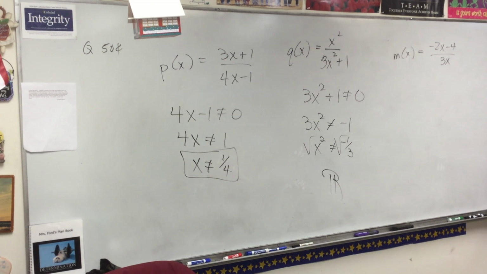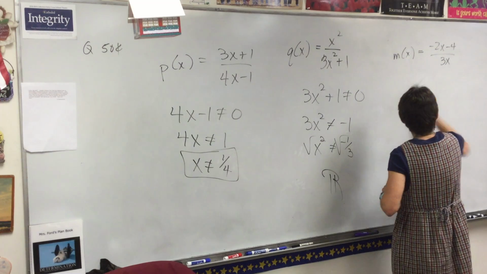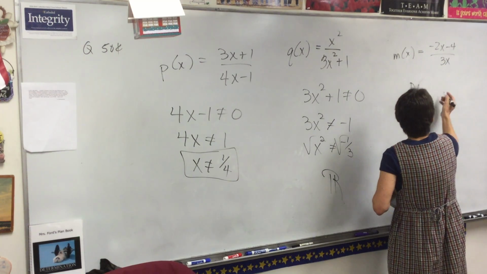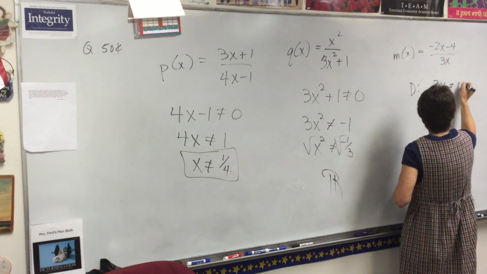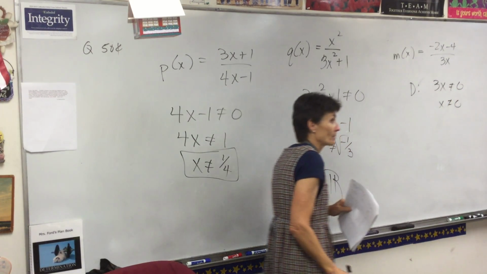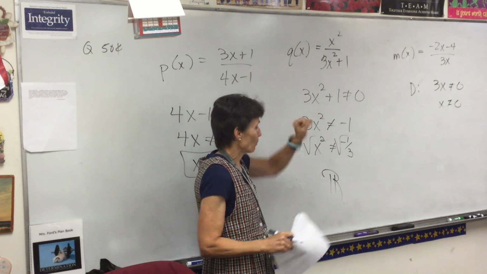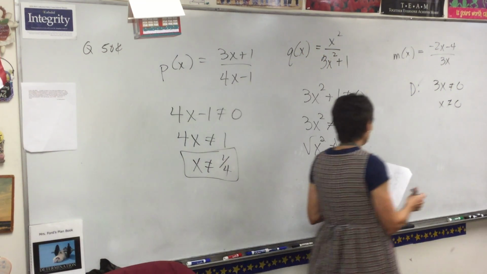If you said x cannot be 0, you are exactly right. Because if we're looking for domain, the denominator can't be 0, which means x can't be 0. All right, did everybody say that? X can't be 0? Oh, you're wonderful human beings. Good job. What about the next one?